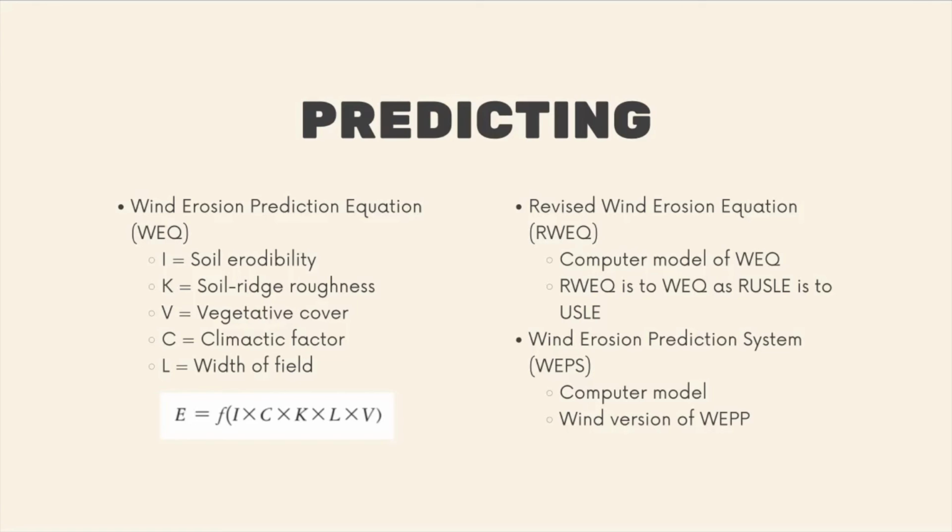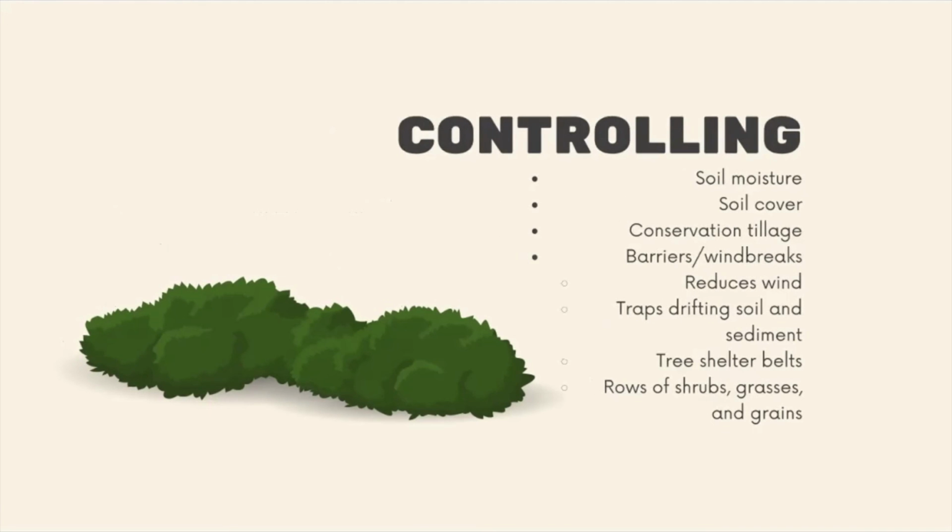And then after that, there's also the wind erosion prediction system, which is the wind version of the wind erosion prediction project. So to control wind erosion, we can mess with a few factors like soil moisture. So we know that drier soils are heavily affected by wind erosion. So by upping the soil moisture, it will control the erosion. And then there's soil cover. So more cover means less erosion. There's conservation tillage. And then there's also barriers and windbreaks, which reduce the wind and trap drifting soil and sediments. So that can include tree shelter belts and rows of shrubbery, grasses, and grains.